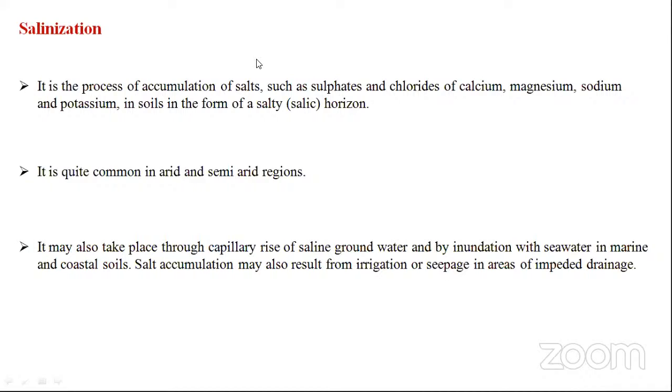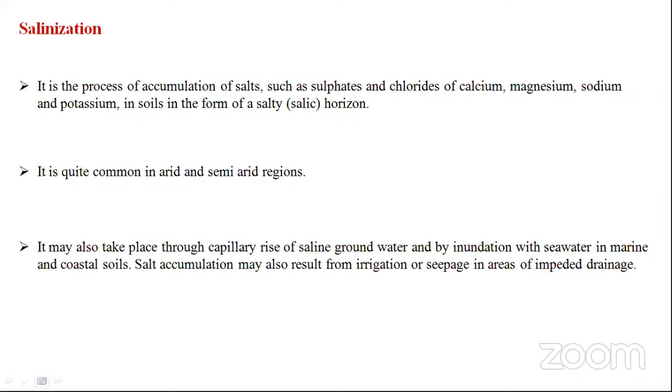Anyhow, coming to the class students, salinization is nothing but the accumulation of salts, sulfates and chlorides of calcium, magnesium, sodium, and potassium in the soil, which forms the salic horizon or salty horizon. Salic horizon is very important, remember this word. Mostly you can see this in arid and semi-arid regions.